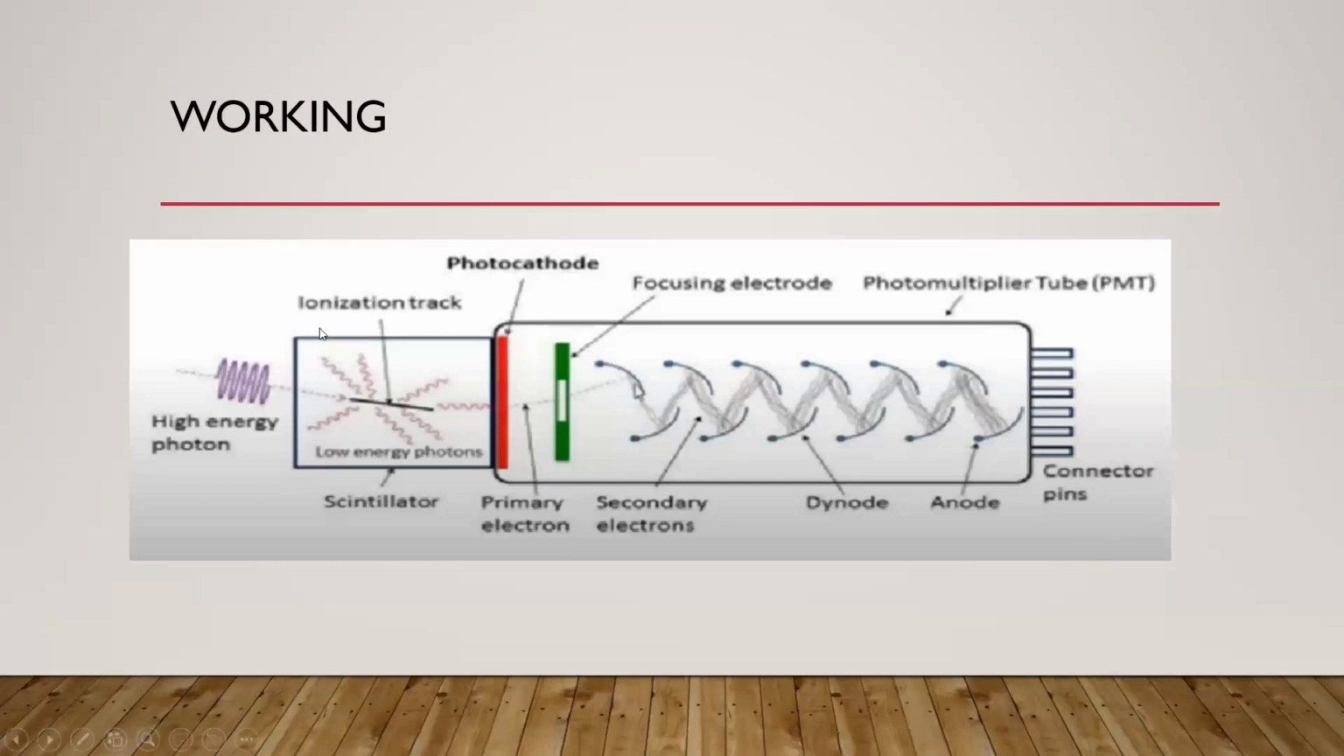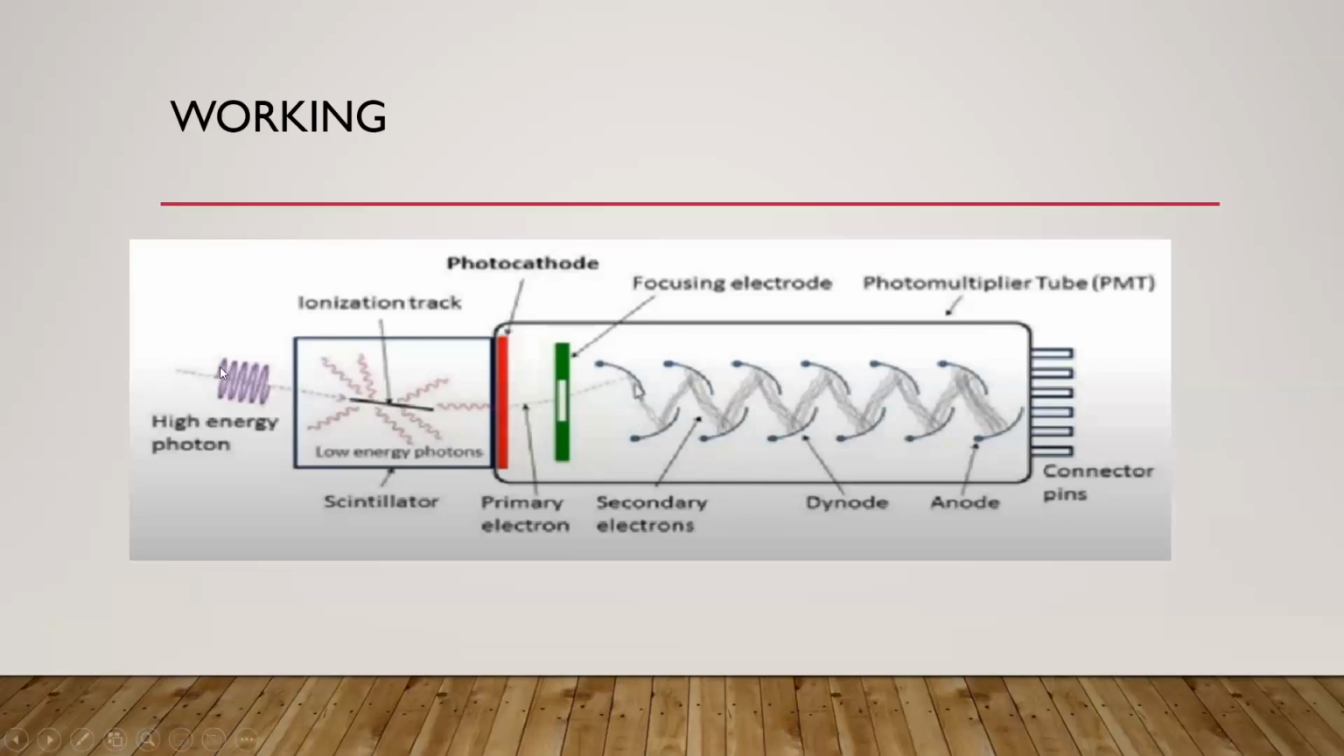So I will repeat this. There is a scintillation counter which has the scintillating material, and then we have the photomultiplier tube. The photomultiplier tube consists of a series of diodes. The diodes are used for amplifying the electronic signal.